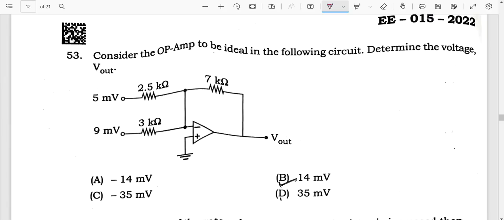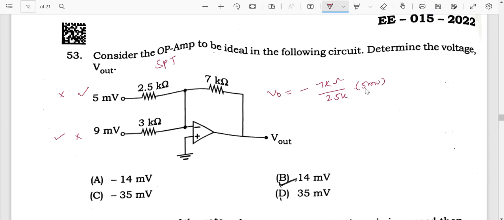Okay, now here consider the op amp to be ideal in the following circuit. Determine the output voltage. There are two ways you can solve this question here. By using the superposition theorem: first, this one will be active and this one will be deactivated; second case, this one will be deactivated and this one will be activated. Like that, we can solve. Or I can sum up the two cases directly here. So what I am going to do here: V naught is equal to minus 7 kilo ohms divided by its R1 value. What is the R1 value? It is nothing but 2.5 K into 5 millivolts.